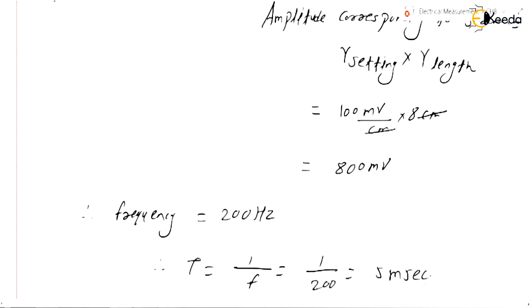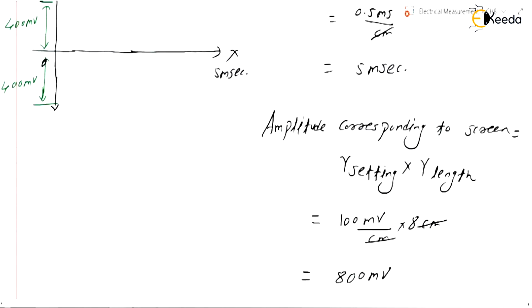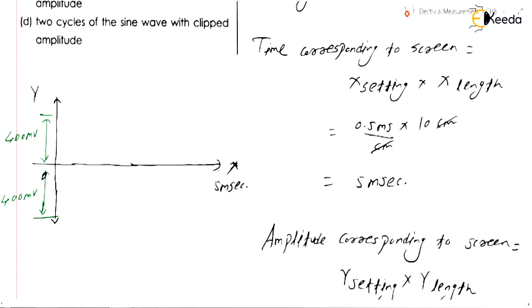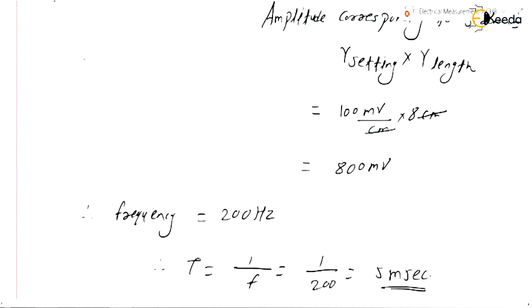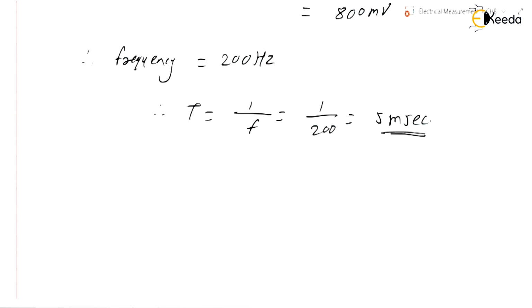Here time is 5 millisecond, and on the x-axis of the screen the maximum span is also 5 millisecond. Therefore only one cycle will be observed.